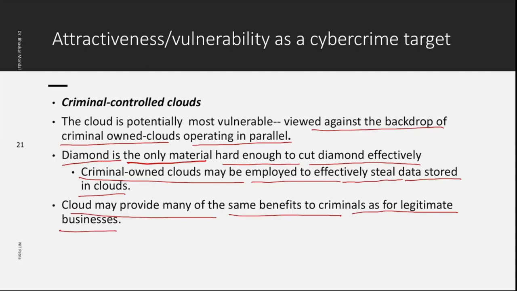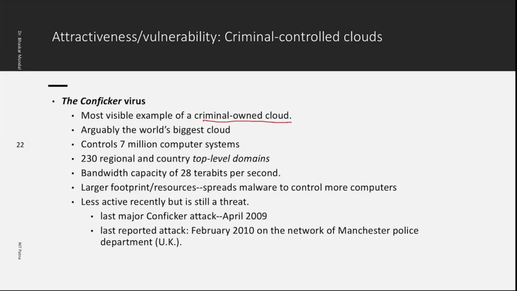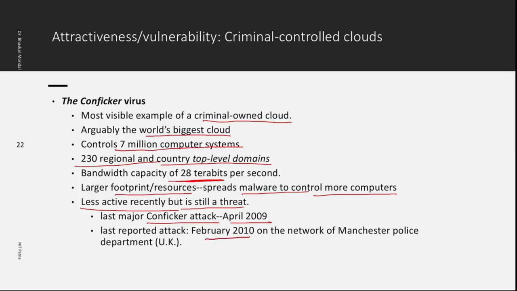Then Conficker is one of the viruses that is the most visible example of a criminal cloud. Arguably, the world's biggest cloud was this one, and it controlled 7 million computer systems, 230 regional and country top-level domains were available to them, and they had a bandwidth capacity of 28 terabytes per second. Then the largest footprint of resources, like spreading malware to control more computers. It is less active recently, but still it is a threat. Okay, so the last major Conficker attack was in April 2009, and the last reported attack was in February 2010.